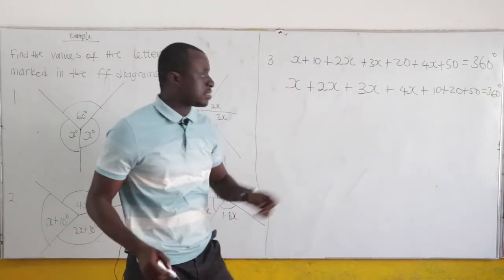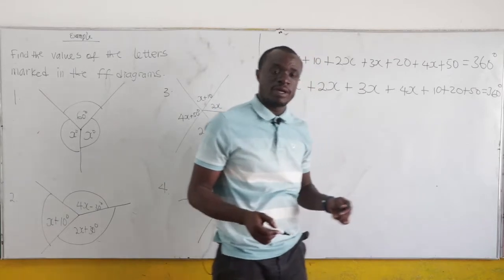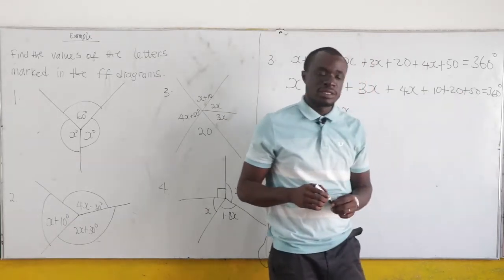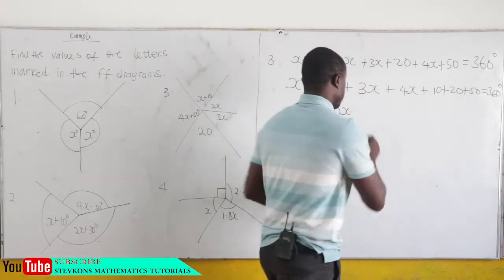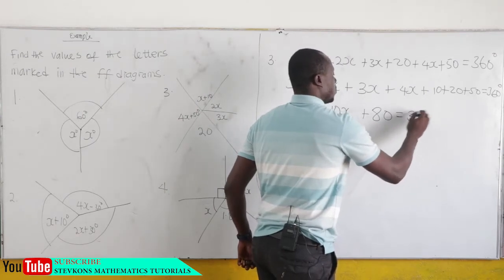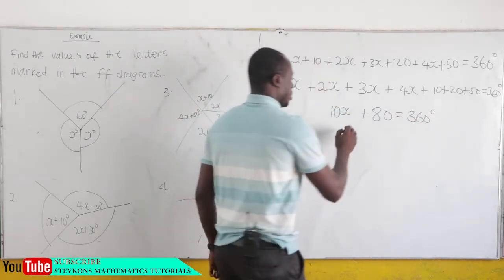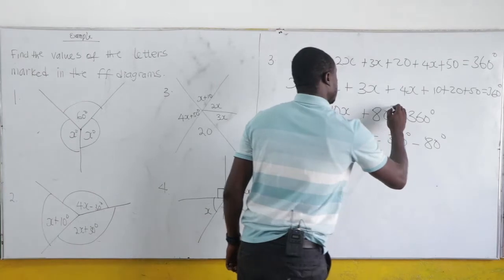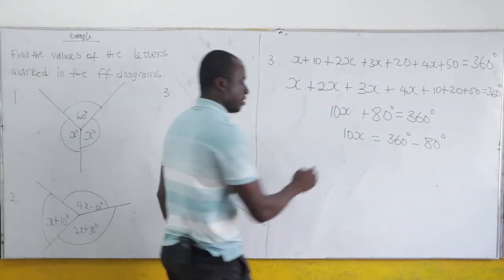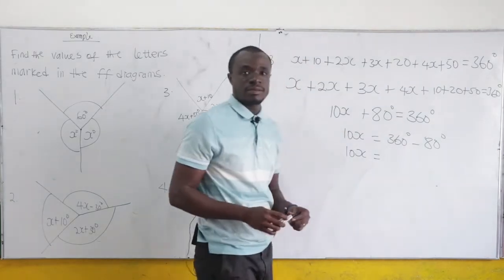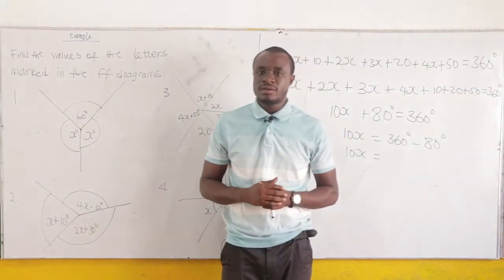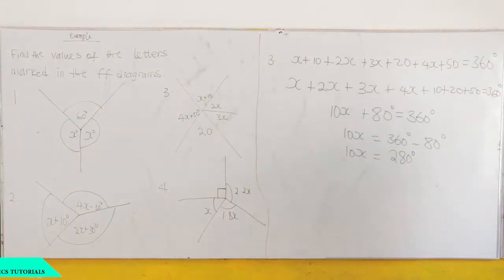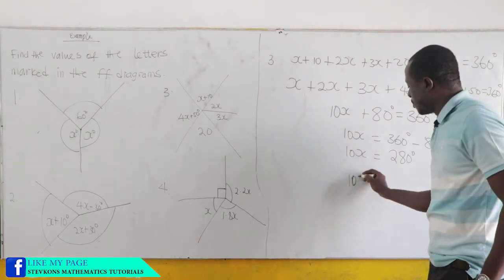Now x plus 2x, that's 3x. 3x plus 3x, that is 6x. 6x plus 4x, this will give us 10x. Now 10 plus 20, that is 30. 30 plus 50, that is 80. Equal to 360 degrees. We want to find x, we group like terms. We have 10x equal to 360 degrees minus 80 degrees. Now 10x, what is 360 degrees minus 80 degrees? 360 degrees minus 80 degrees is equal to 280 degrees. We want to find x, we divide both sides by what is multiplying the x, which is 10.